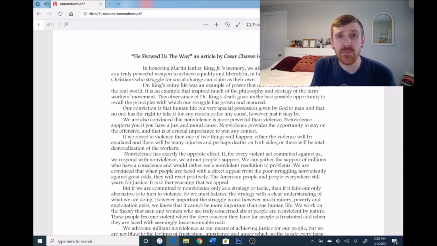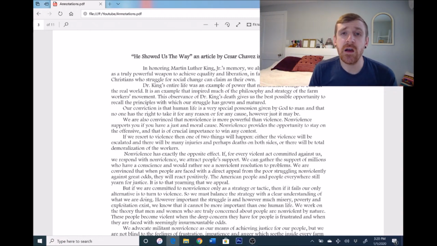It says, in honoring Martin Luther King Jr.'s memory, we also acknowledge nonviolence as a truly powerful weapon to achieve equality and liberation. In fact, the only weapon that Christians who struggle for social change can claim as their own.